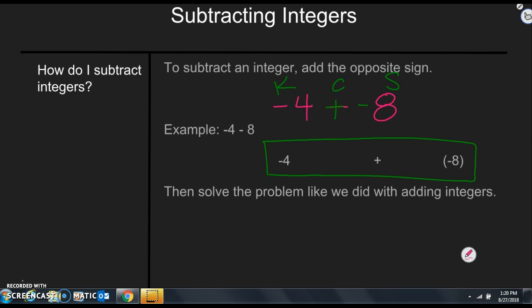We can use a T-chart to help us determine how to add. We have negative 4 and negative 8. Since they're on the same side, we add. 4 plus 8 is 12. They're on the negative side, so our answer is negative 12. When subtracting integers, we add the opposite sign. To solve for addition and subtraction of integers, all problems should look like addition problems.